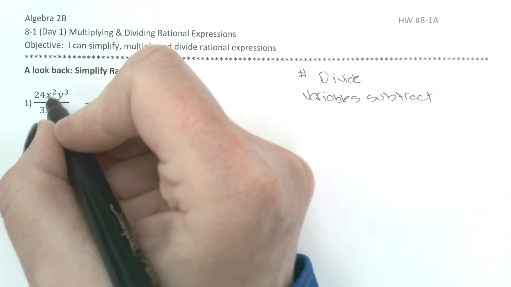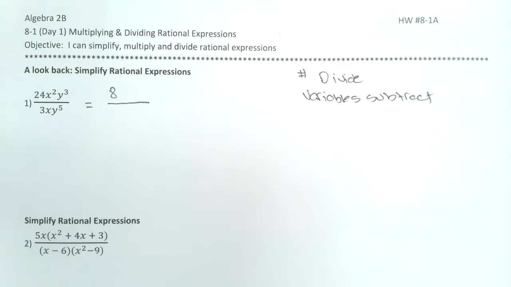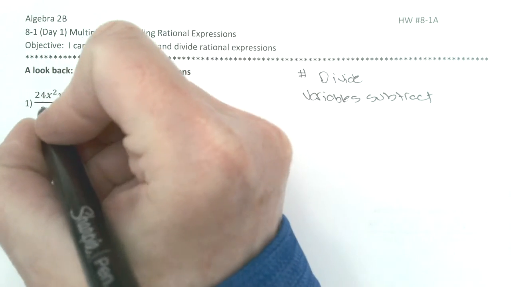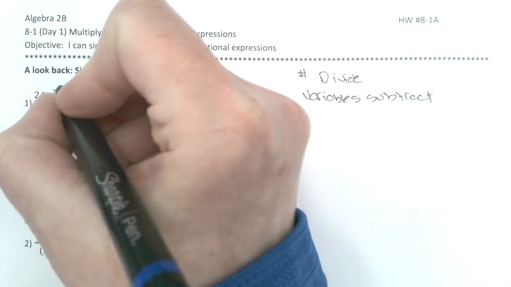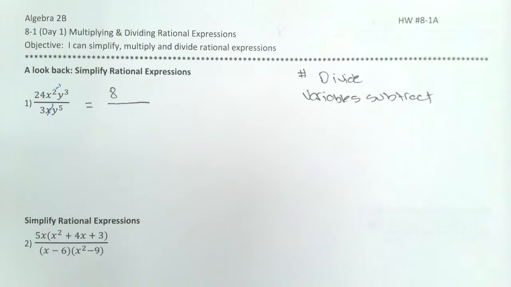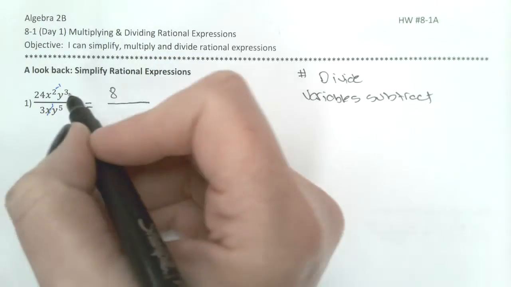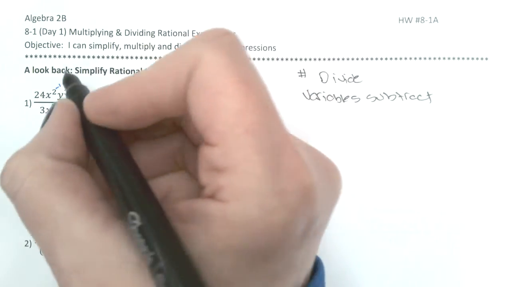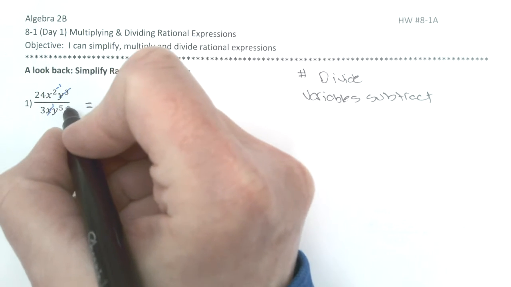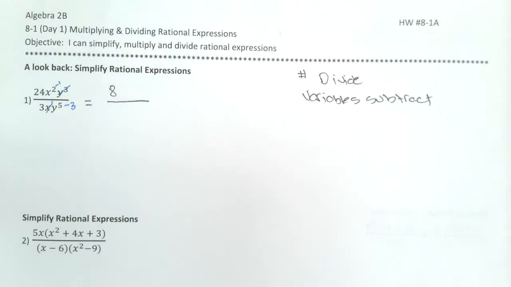So I'm going to match up my x's. I have x to the second divided by x to the first. So that has an invisible exponent of 1. So I'm going to go 2 minus 1. And then variables subtract. And I take big minus little. So the big number's on bottom, when I subtract 3, that means my answer is going to stay on bottom.